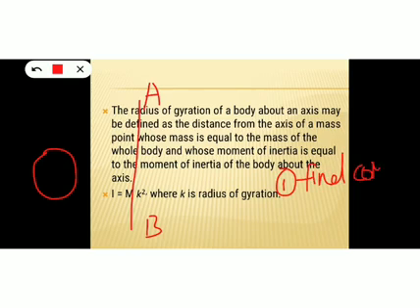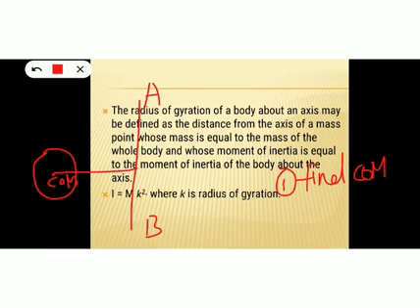Find the center of mass. This is the center of mass. Let this point be the center of mass of the rigid body. So on the center of mass, the whole mass is concentrated. Now, let's find out a distance of the center of mass from the axis such that the moment of inertia of the center of mass is equal to total moment of inertia of the rigid body.